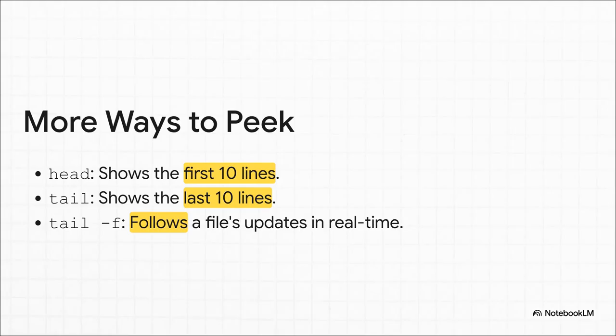And if you want to get even more specific, head and tail are just fantastic. They do exactly what they sound like. But the real magic trick here is tail -F. This command actually follows a file, printing out new lines as they're added in real time. It is an absolute game changer for watching log files or data streams.